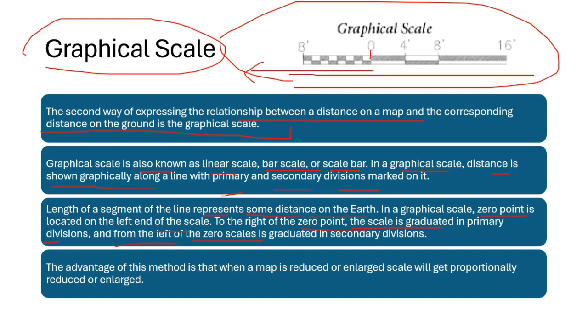Like here in this image you can see the 0 in the middle. To the right of the 0 is the primary division, and to the left of the 0 is the secondary division for measurement. The advantage of this method is that when a map is reduced or enlarged, the scale will get proportionally reduced or enlarged. So this is a pro of the graphical scale.